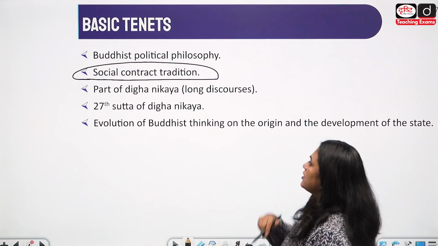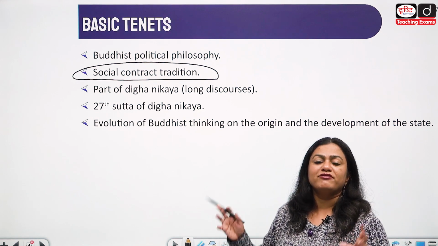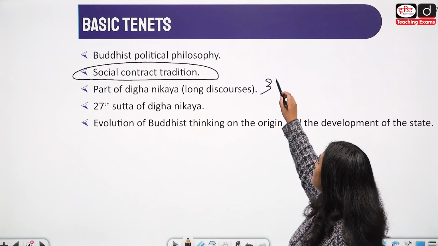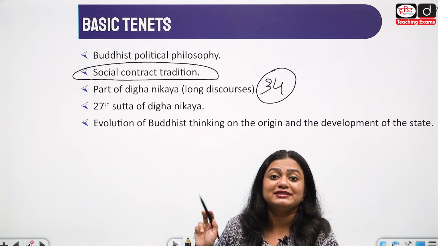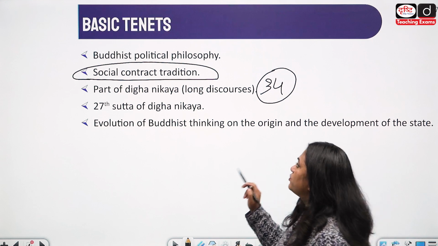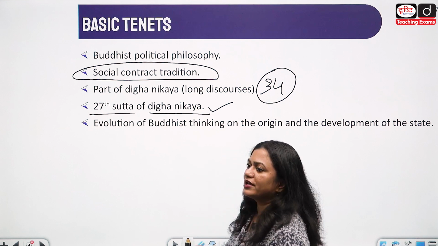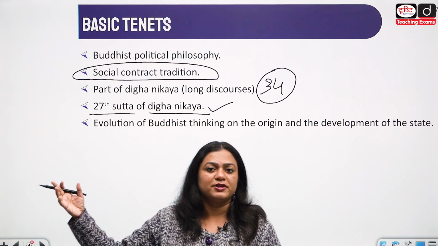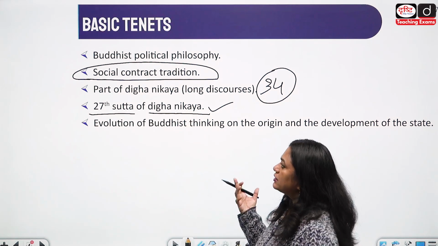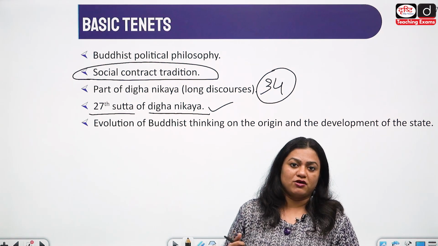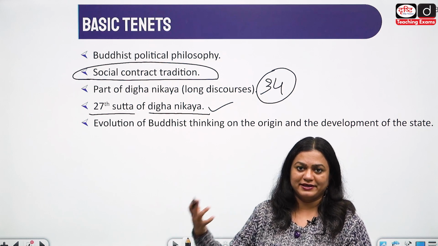Now here, it is part of the Digha Nikaya. Digha Nikaya is a collection of long discourses. 34 such long discourses are there, and Agannasutta is the 27th discourse. If you type Digha Nikaya on Google, you will get the whole list of the 34 suttas, and Agannasutta is the 27th sutta of the Digha Nikaya, a collection of long discourses or narratives.